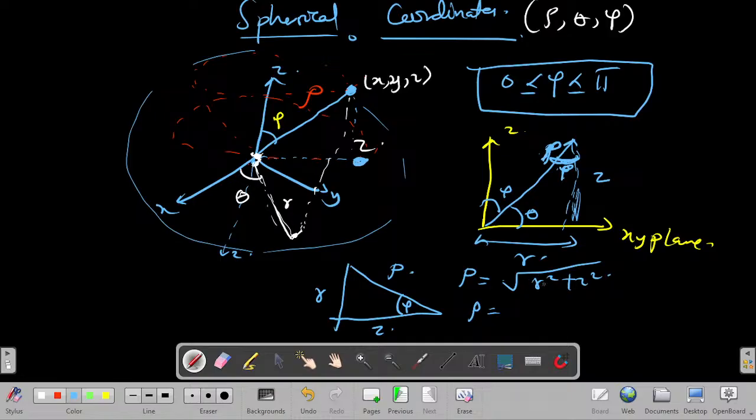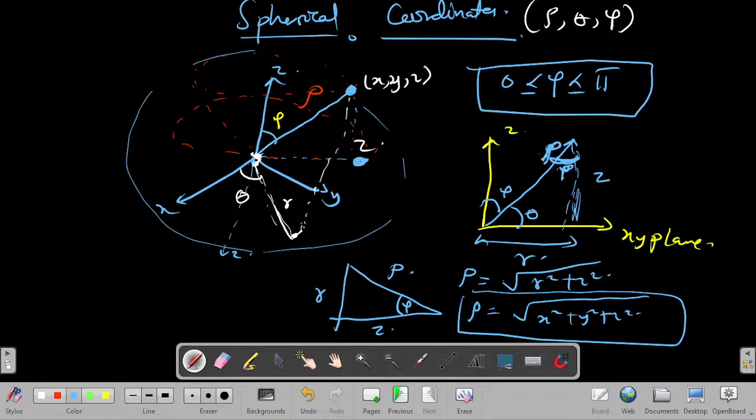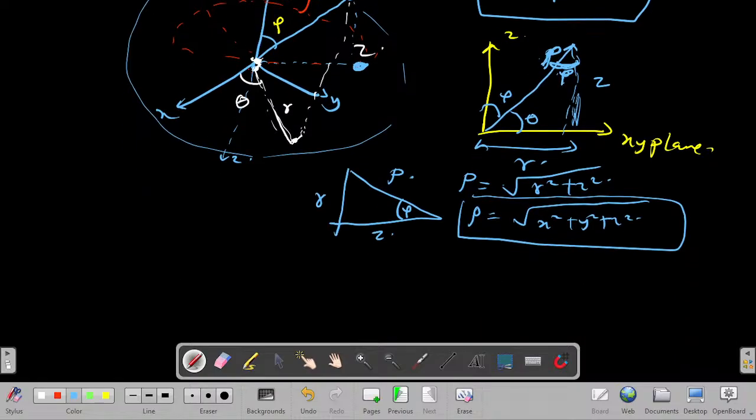x squared plus y squared from polar coordinates. Therefore, if I give you any Cartesian point, to find the spatial radius is simply x squared plus y squared plus z squared under the root. As simple as that. This is our first formula you have to keep in mind, so that when I give you anything and tell you to convert it to spherical coordinates, you know what to do.